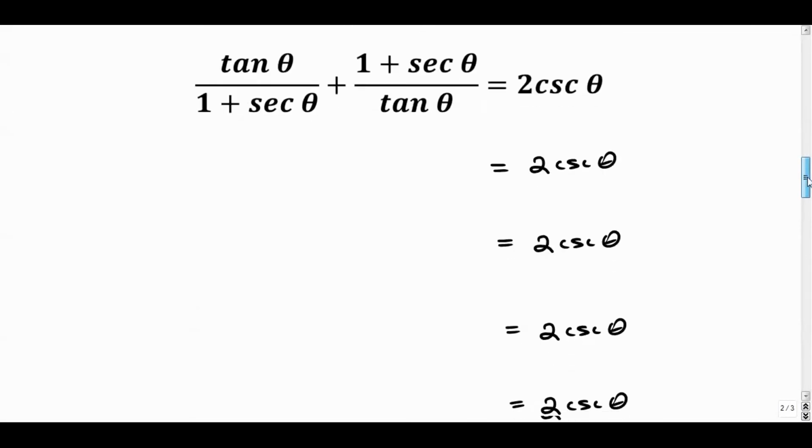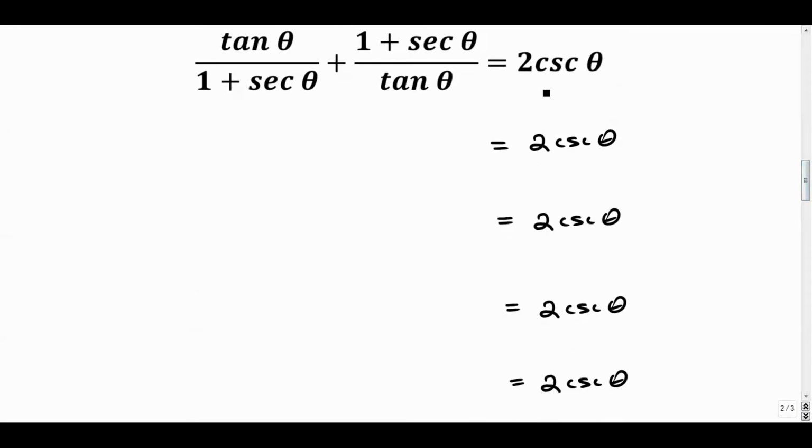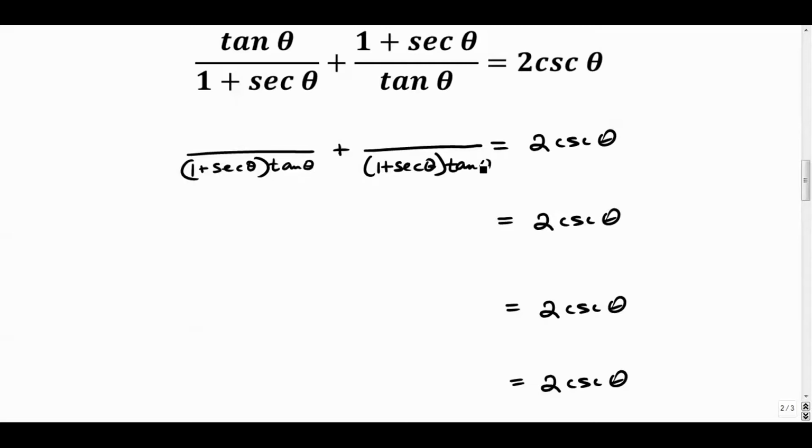We're using that same pattern here. So let's just multiply our denominators together. When I do that, I simply get 1 plus secant theta times tangent of theta. I'll put that in parentheses. Same thing here: 1 plus secant theta times tangent of theta. So my numerator changed from this to this. And how did I do that? I multiplied it by tangent. So now I need to multiply tangent by this, of course.